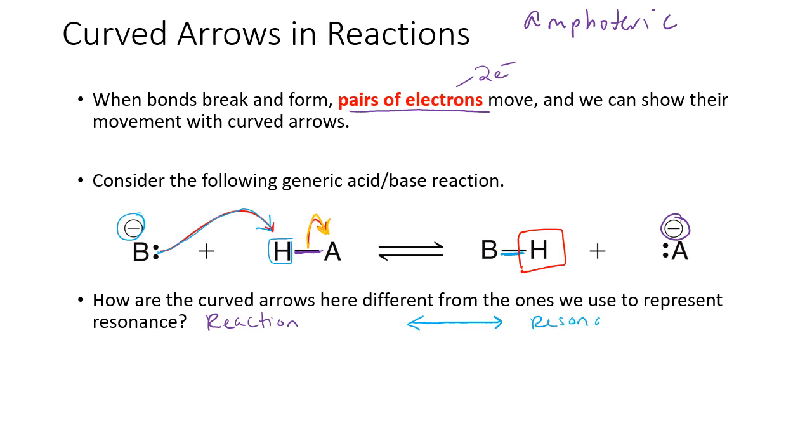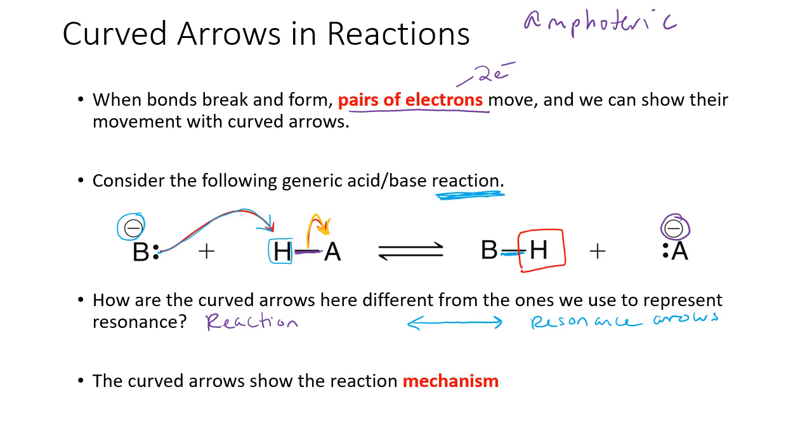Also keep in mind that when we draw resonance structures, we also use these arrows, which are the resonance arrows. Those are the double-headed arrows that you have to put in between resonance structures. You still use curvy arrows to show electron delocalization, but the resonance arrows indicate that you are drawing resonance structures. So now we're using curvy arrows to actually show a reaction. We're going from reactants to products.